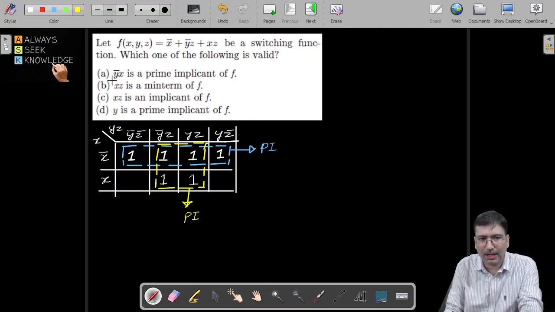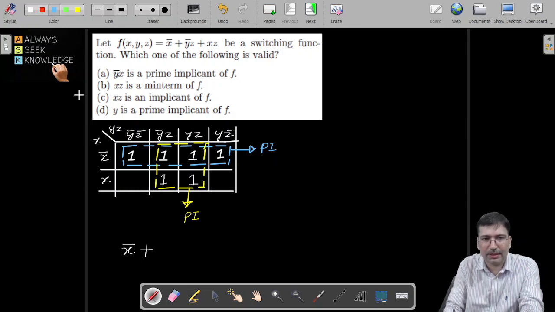They are saying y bar x is a prime implicant. So if you represent this group, what it is actually representing, let me write it here. This represents x bar, because when we have this horizontal group of 4 ones, y and z will be eliminated. So ultimately we get x bar, or this yellow one.